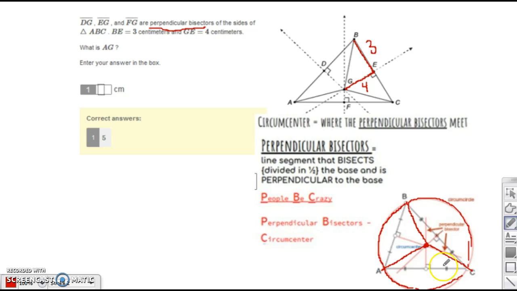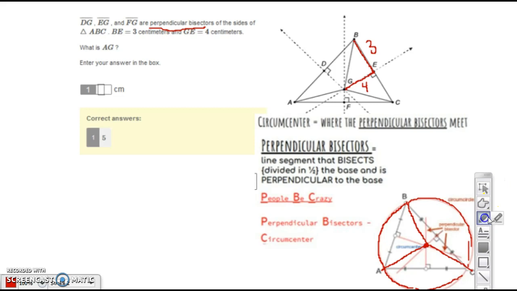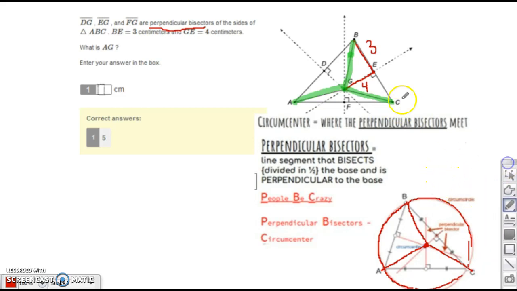So if we look here, let me go back up to our picture that we're given. BG is going to be a radius of that circumscribed circle, as well as AG and GC. All of those are going to be radii of that circle. So all three of those green lines are going to be the exact same length. Okay, so why did I waste our time telling us that? How does that help us?